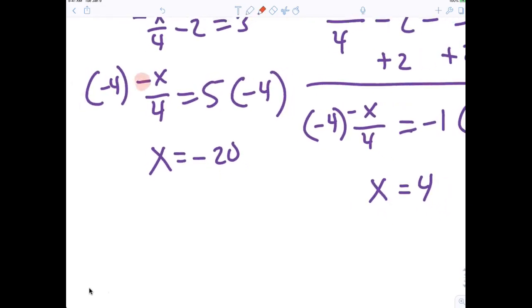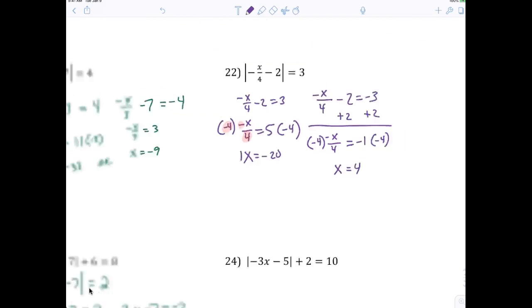See this negative and this 4. Dividing by 4, I multiply by 4, right? But there's a negative out here. So now if I were to multiply that by -4, it would make it positive 1x. Good question. You still good? Still good? Thomas? You getting all the notes down here?